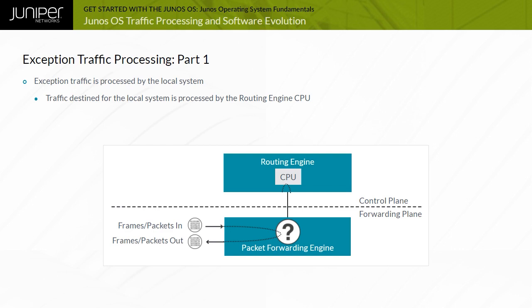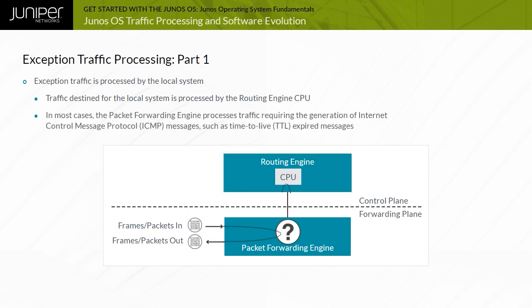The options field in the packet's IP header is rarely seen, but the packet forwarding engine, or PFE, was purposely designed to not handle IP options. Packets with IP options must be sent to the routing engine for processing.